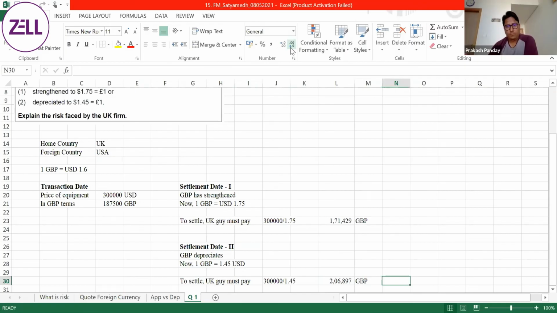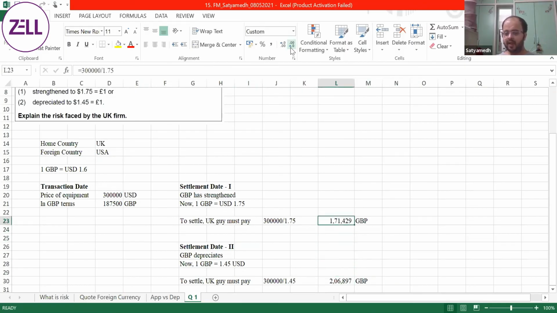So when the pound depreciates, the importer suffers, and when the pound gains, the importer also gains. Don't memorize this; as the question comes in front of you, you have to solve it.